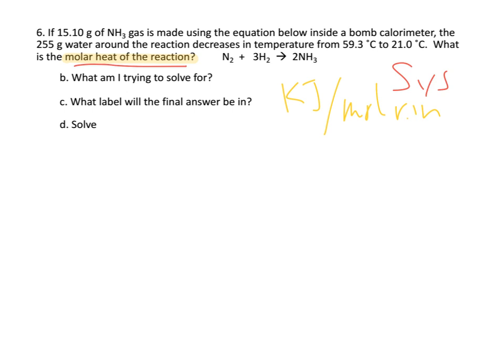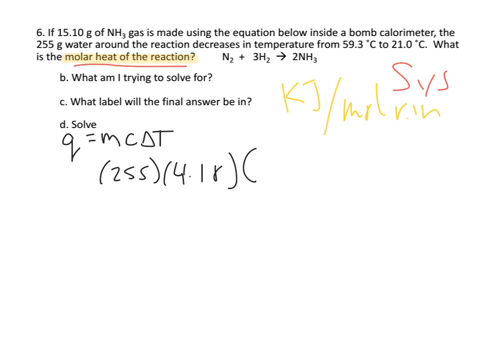Oftentimes what you're trying to solve for is not where you start. So I'm going to start with my surroundings and what I know about my surroundings in order to get me information about my system. So to solve for information about the surroundings then, I'm going to use Q equals MC delta T, because the surroundings are where there is a temp change that's occurring. Okay? In this particular problem, I don't have any information about Q, which is why this problem is different, but I do have information about delta T, so I can solve for Q. So I know my mass of my water. I know the C of water is always the same. I know that my delta T was final ended at 21 and I was 59.3.